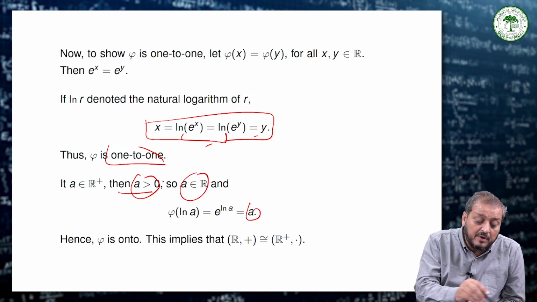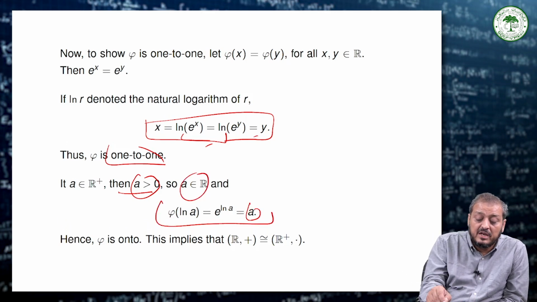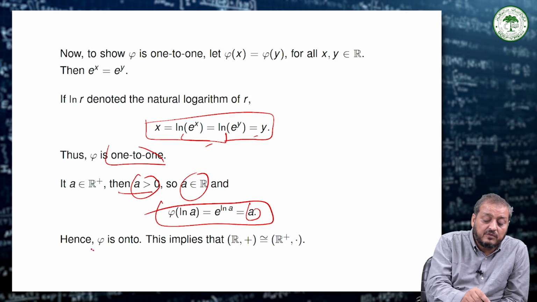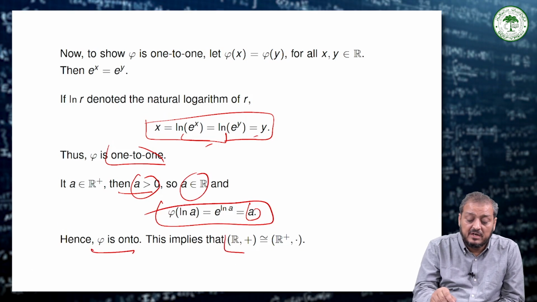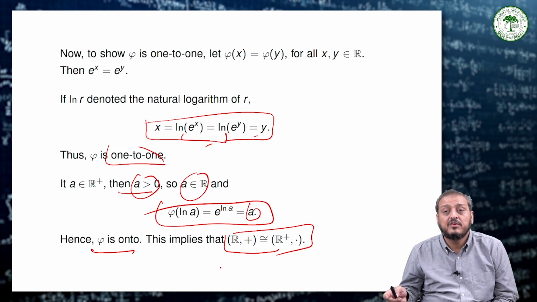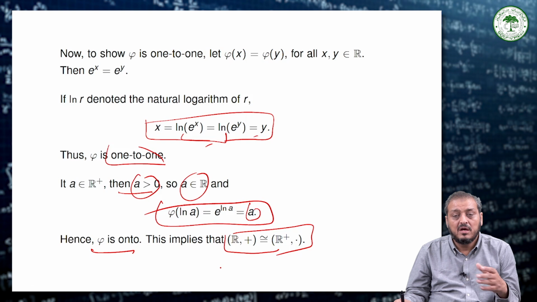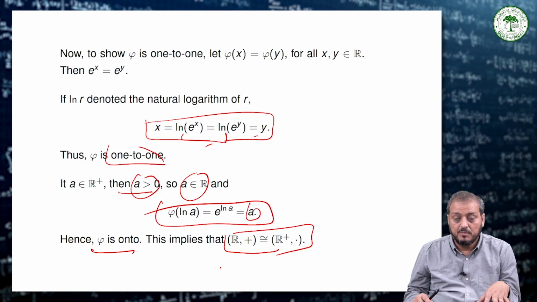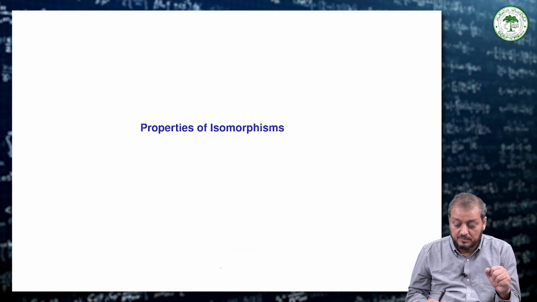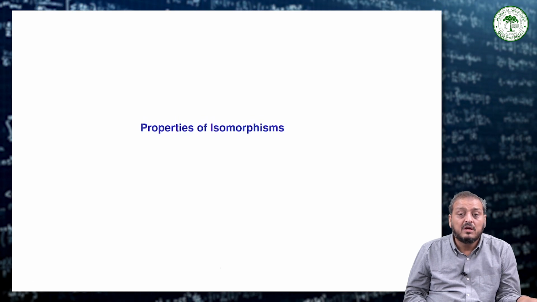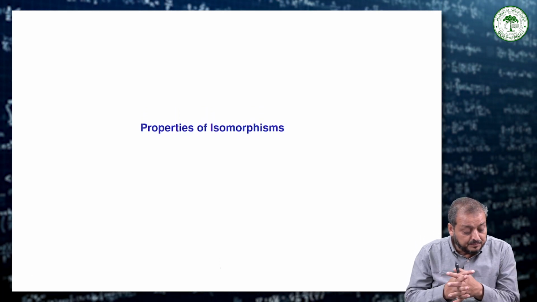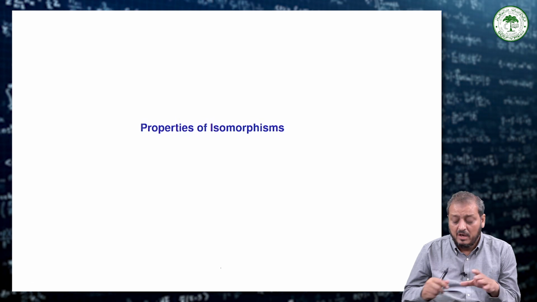So, a is an element of R. This means clearly we can say that this phi is onto, and this implies that R under addition and R positive under multiplication is an isomorphism. These two groups are isomorphic.